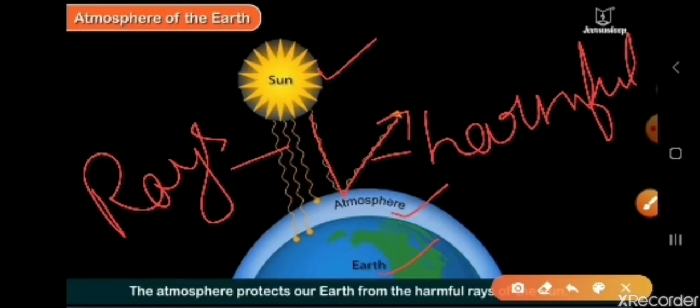So children, now have you understood how important this atmosphere is for the earth? Yes, it is very important for the earth because it is like a protective layer. It is exactly a protective layer which protects earth from the harmful rays of sun, as well as it also helps in maintaining the temperature of the earth.